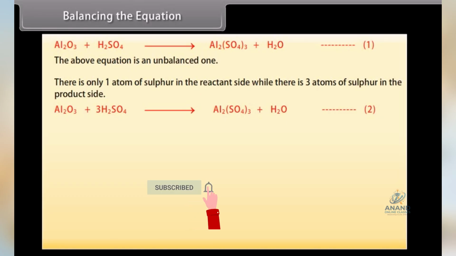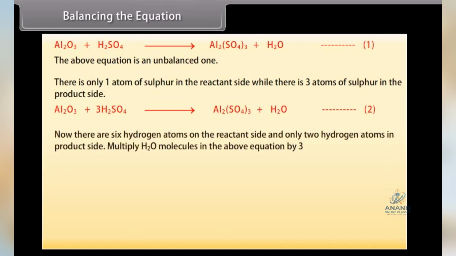Al2O3 plus 3H2SO4 gives Al2(SO4)3 plus H2O, equation 2. Now there are 6 hydrogen atoms on the reactant side and only 2 hydrogen atoms in the product side. Multiply H2O molecules in the above equation by 3.